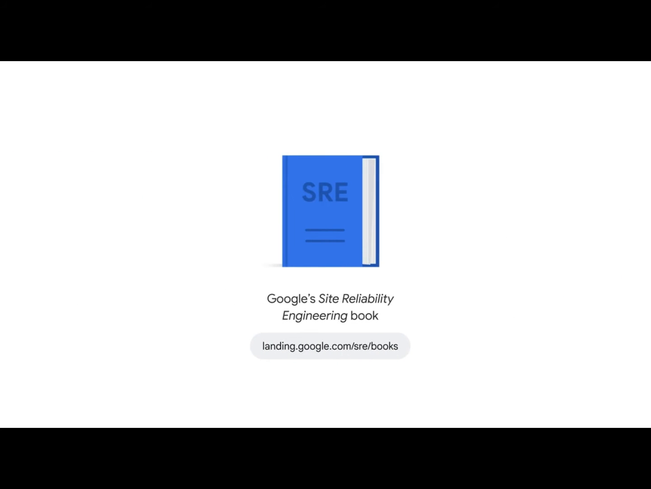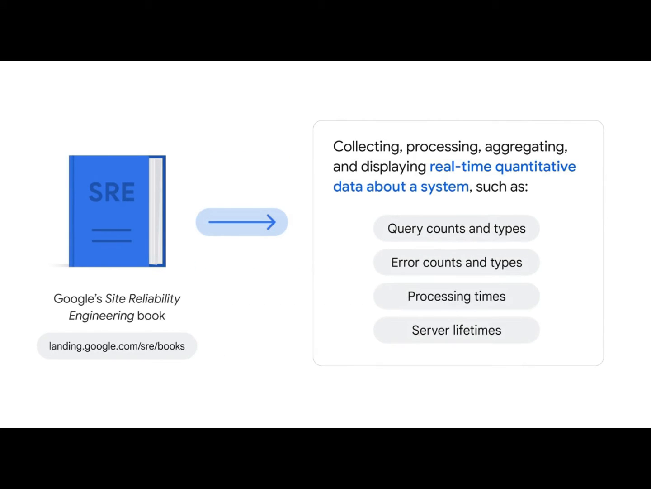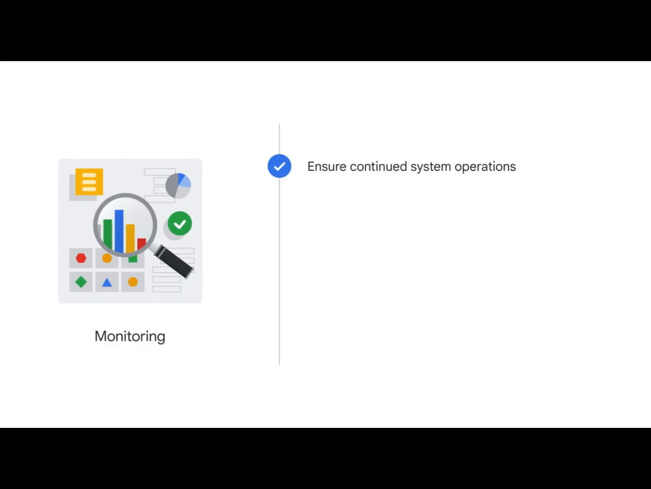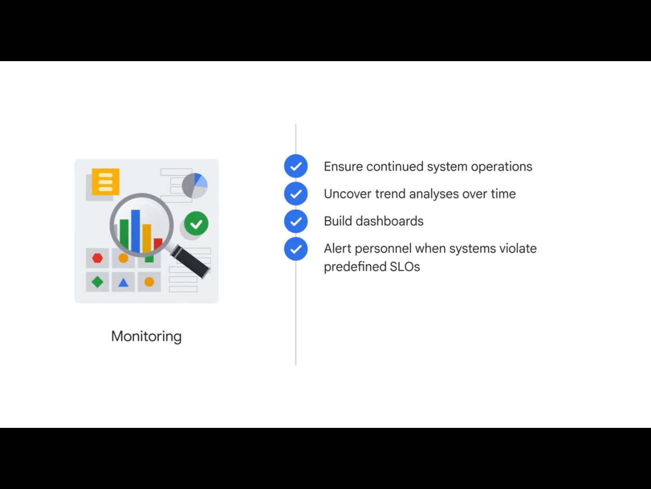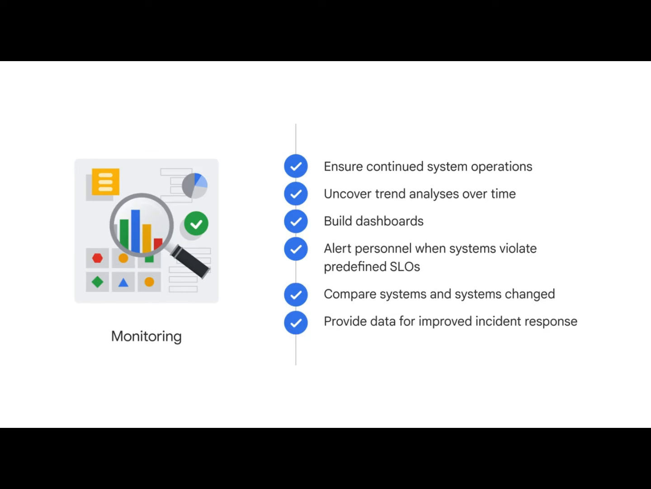In Google's Site Reliability Engineering book, which is available to read at landing.google.com/SRE/books, monitoring is defined as collecting, processing, aggregating, and displaying real-time quantitative data about a system, such as query counts and types, error counts and types, processing times, and server lifetimes. With monitoring, you can ensure continued system operations, uncover trend analysis over time, build dashboards, alert personnel when systems violate predefined service level objectives, compare systems and systems changed, and provide data for improved incident response, just to name a few tasks.